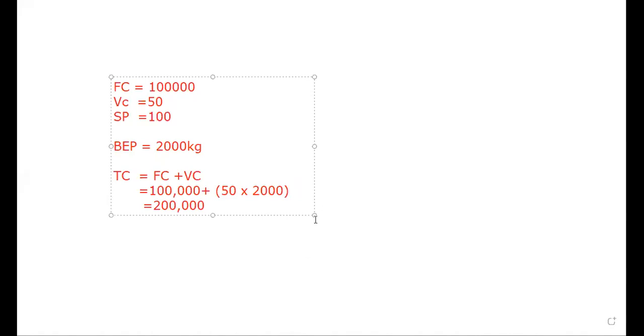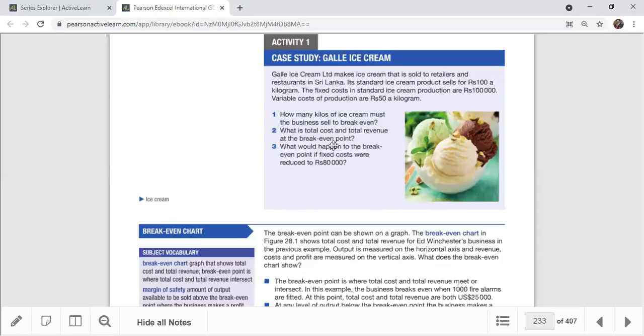So you have to calculate at the break-even point. The question they're asking, you have to calculate total cost and total revenue. The first question is like that. They're asking what is the total cost and total revenue at the break-even point. If you just figure out, the break-even point is 2000 kilograms, right? 2000 kg means you have to multiply that 50 into 2000. That's another 1 lakh. Fixed cost is 1 lakh anyway. So 100,000 plus 100,000, that's 200,000.